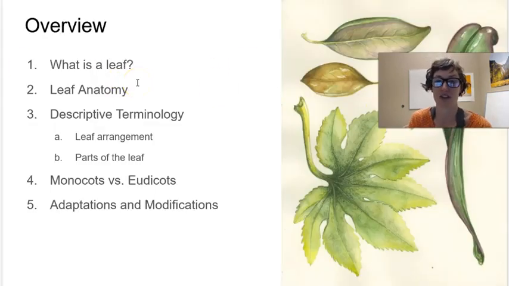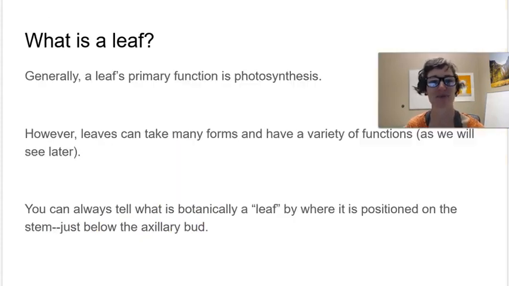So a little overview. First we'll look at what is a leaf, and then we'll look at leaf anatomy. You did a little bit of this in your lab this week, looking at leaf anatomy. You've already looked at leaf modifications for your last week's lab. So hopefully this will be a little bit of review and a little bit of new stuff. We will have some descriptive terminology, talk about leaf arrangement and parts of the leaf, also in your lab. Look at monocots versus eudicots, and adaptations and modifications.